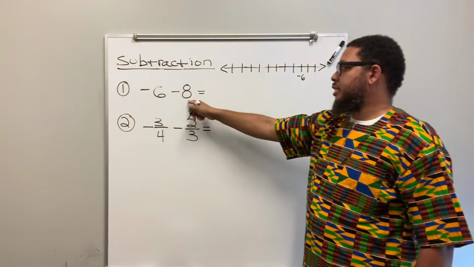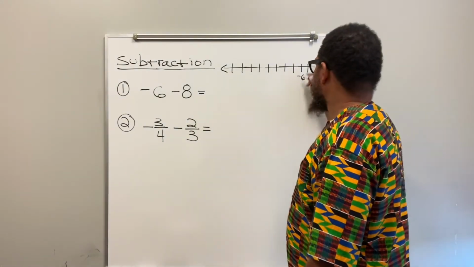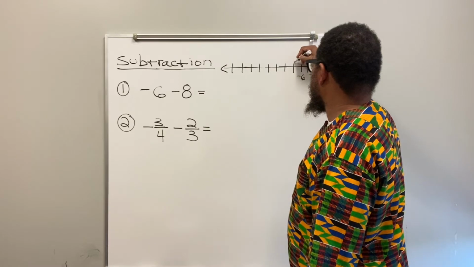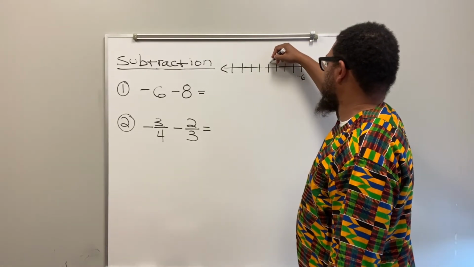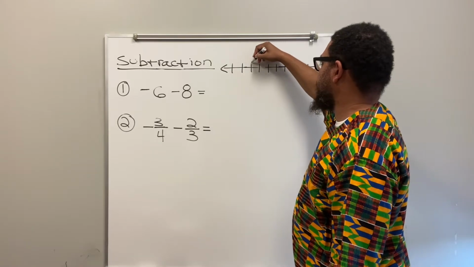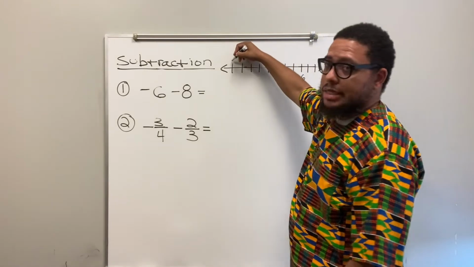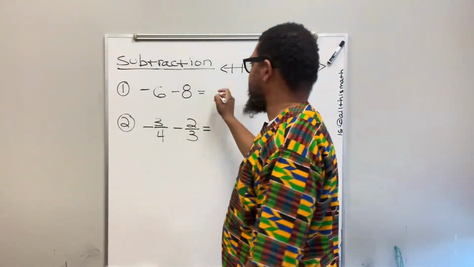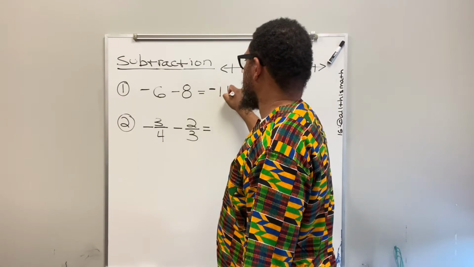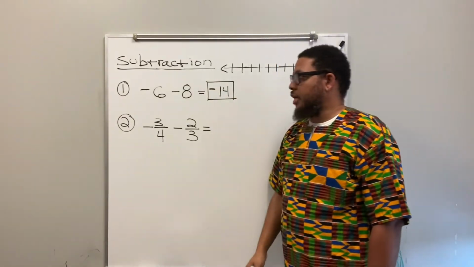And then the second number tells me how far to move. So I would go 8 spaces. So then I would be at negative 7, negative 8, negative 9, negative 10, negative 11, negative 12, negative 13, negative 14. That's 8 spaces. So that means that negative 6 minus 8 is equal to negative 14. Negative 6 take away 8 is negative 14.